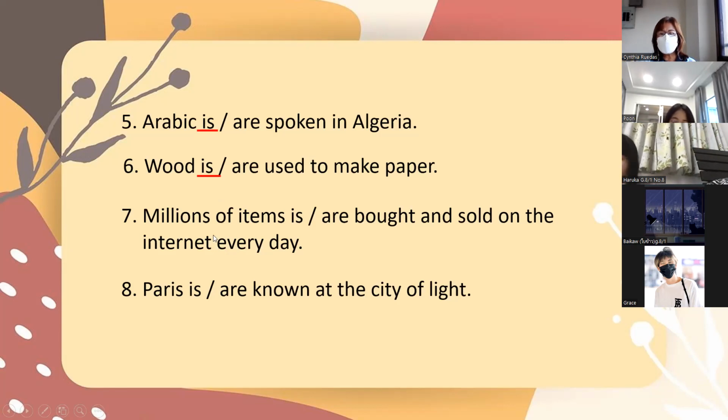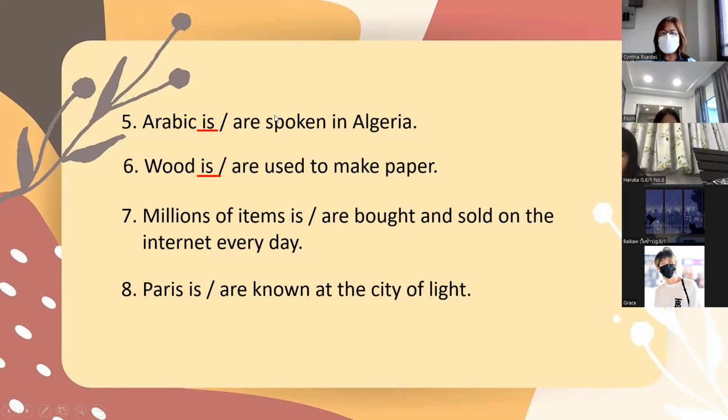For number seven, Grace. Millions of items are bought and sold on the internet every day. Okay, very good. And of course, for number eight, for you, Baikal. Paris is known as the city of light. Okay, very good. Paris is known as the city of light. Okay.